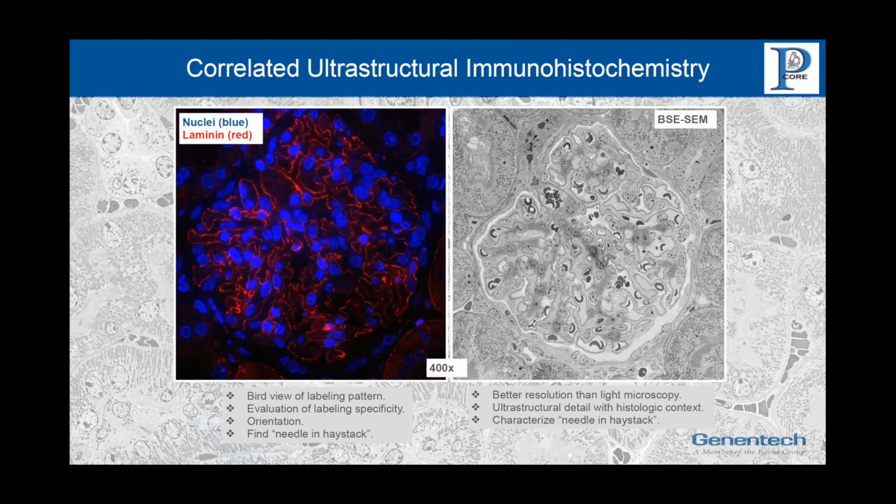Now, the correlation of light microscopy or fluorescence microscopy with EM is very useful because fluorescence microscopy provides a bird's-eye view of the labeling pattern. This is important because this is the best way to evaluate the specificity of the labeling and screen antibodies. Furthermore, this bird's-eye view provides us with the right orientation and helps us find a particular structure of interest. The EM, on the other hand, provides the better resolution and detailed ultrastructure, and our structure of interest can then be studied at higher resolution.